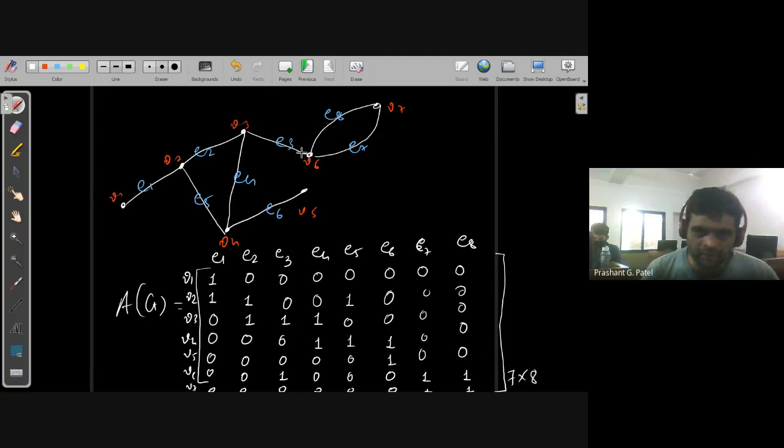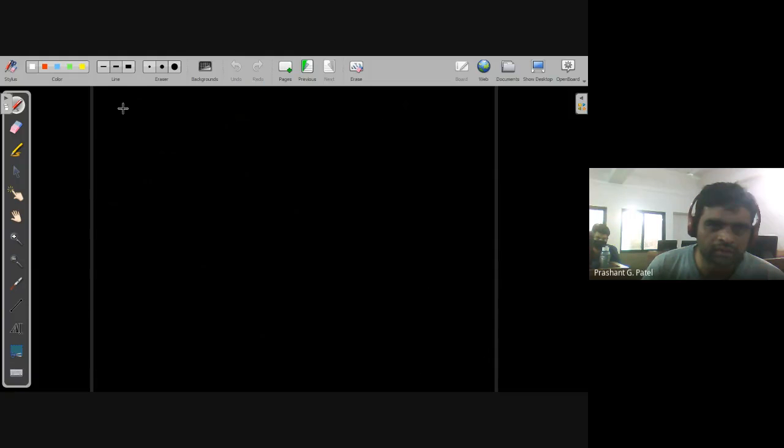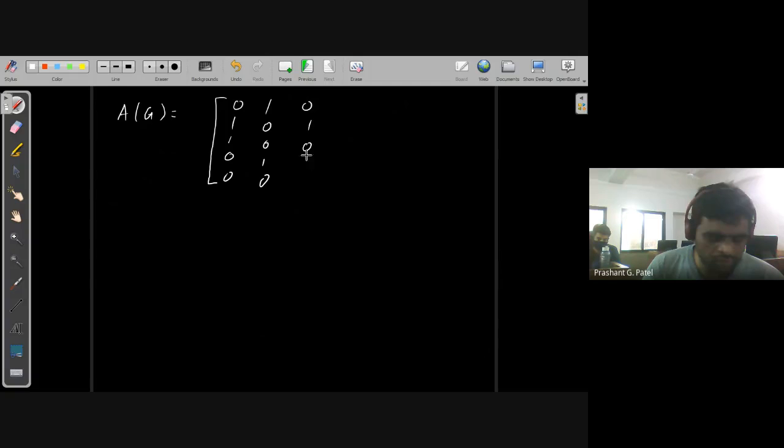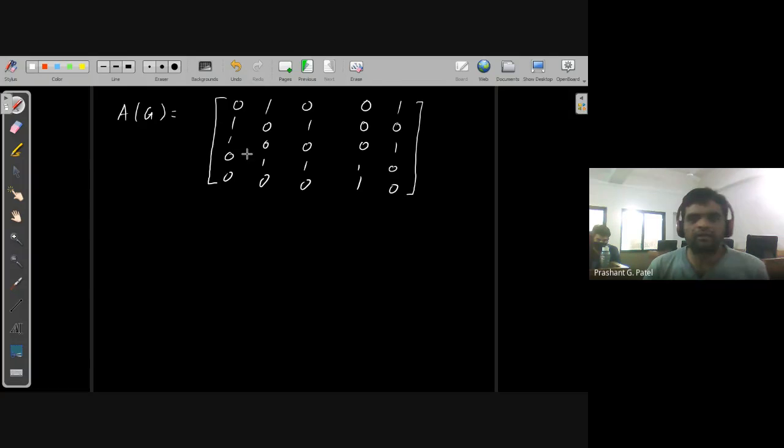Conversely, here a graph was given and we obtained the incidence matrix. Now suppose we are given AG in this manner: 0, 1, 1, 0, 0, 1, 0, 0, 1, 0, 0, 1, 0, 1, 0, triple 0, 1, 1, 1, 0, 1, triple 0. Can we draw a graph using this?